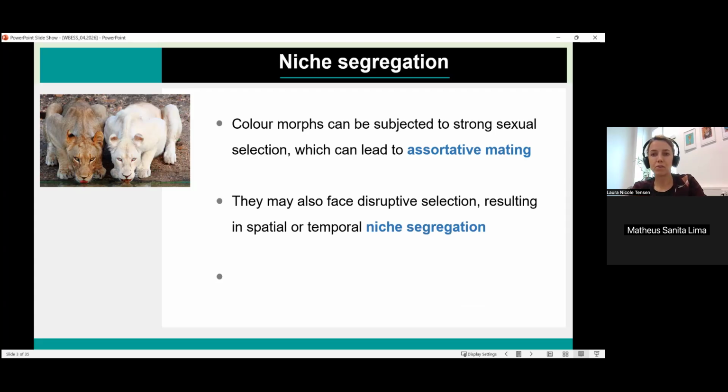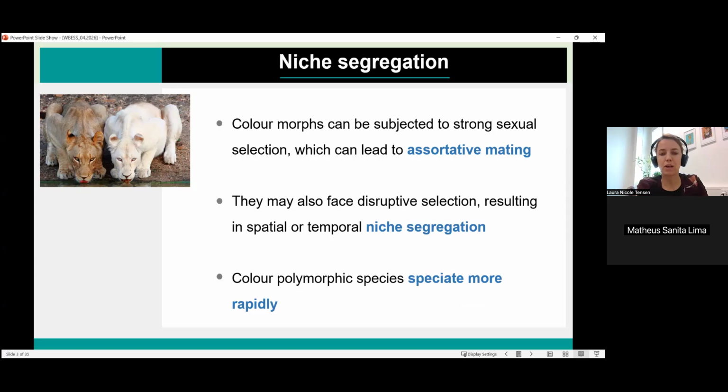So they may also face disruptive selection. This is when two colormorphs have different selective benefits, and this can result in spatial or temporal niche segregation. So we know, for instance, that black leopards tend to hunt more at night, and they stick to tropical rainforests more so than the wild type leopards. So this would be spatial and temporal niche segregation. As a result, it has been proposed that color polymorphic species, or another form of polymorphism, tend to speciate more rapidly due to niche segregation and assortative mating.